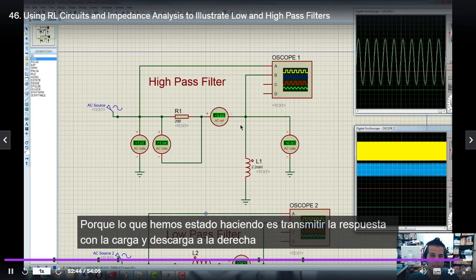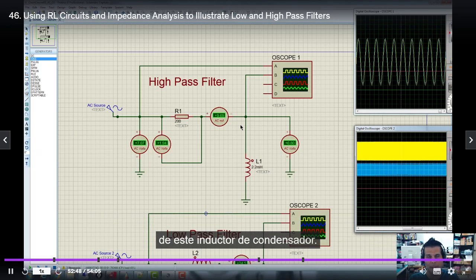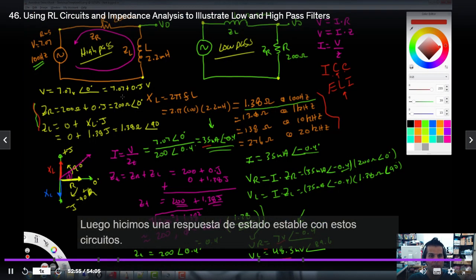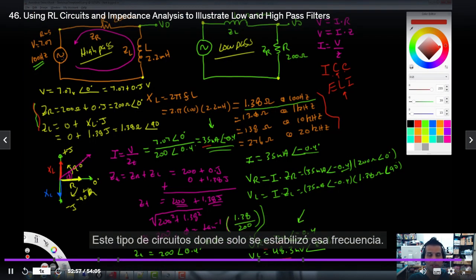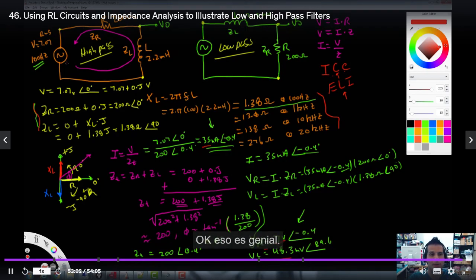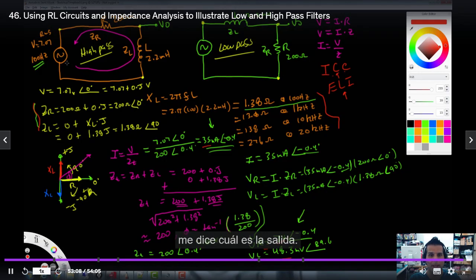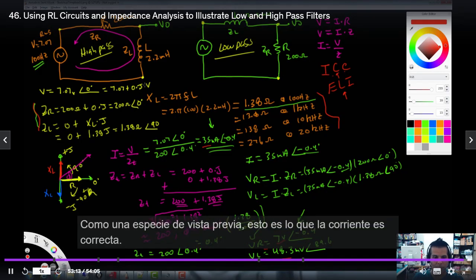Because what we've been doing is we did transient response with the charging and discharging of this capacitor and inductor. That's transient response as a function of time. Then we did steady state response with these kinds of circuits, where it's just at one frequency and it's stabilized. Now we'd like to know, okay, that's great, but as I change frequency, what happens to the circuit? Is there a mathematical formula that you could write that tells me what the output is? Well, sure. So take a quick look here as a kind of preview. Here's what the current is, right?